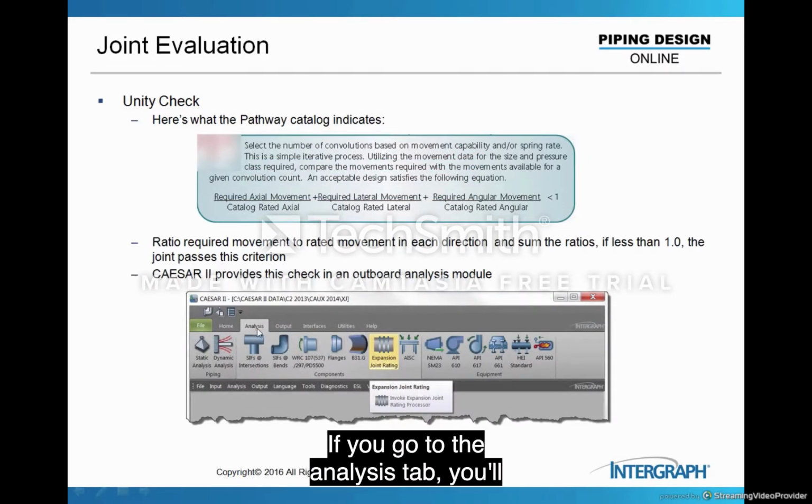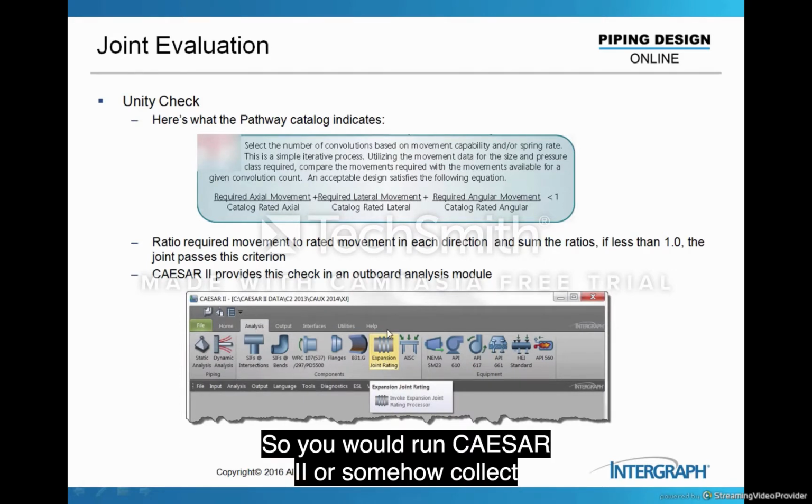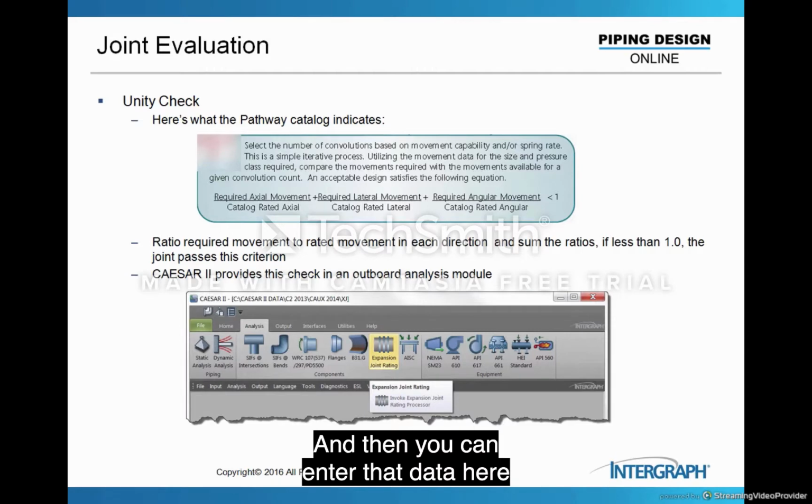If you go to the Analysis tab, you'll see Expansion Joint Rating. So you would run Caesar 2 or somehow collect the deflections of the joint, axial, lateral, angular, and also torsion, and then you can enter that data here in the Expansion Joint Rating algorithm.